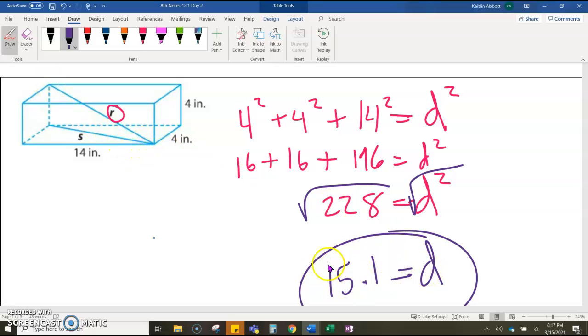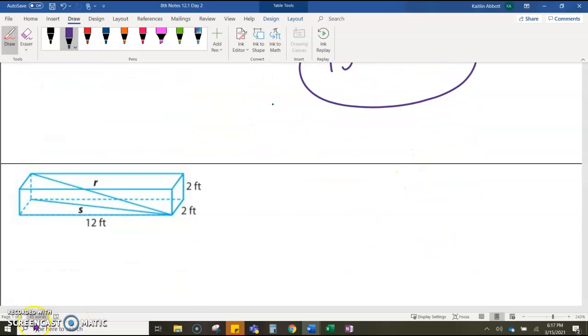So make sure your numbers make sense, and your diagonal should not be smaller than the length of the box either. So make sure you're paying attention to those.